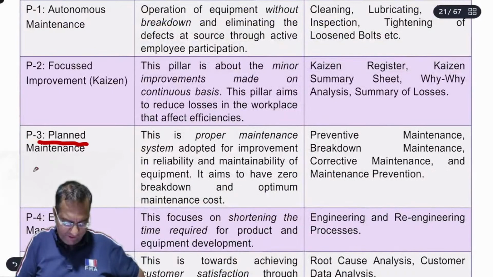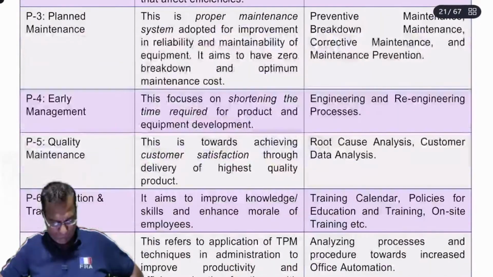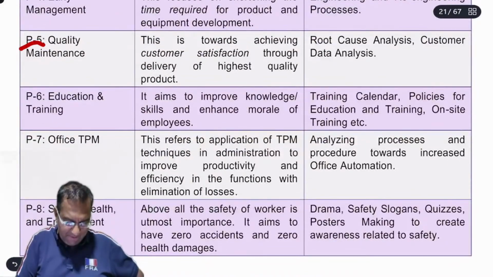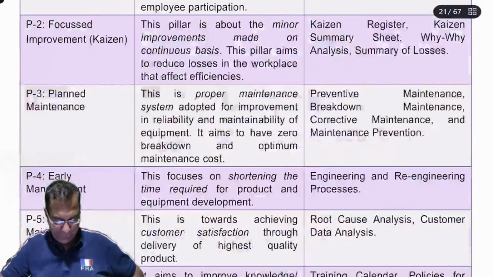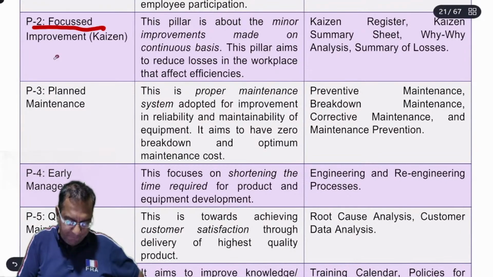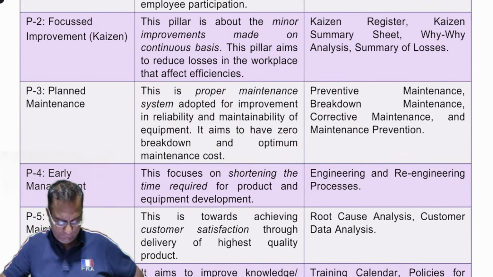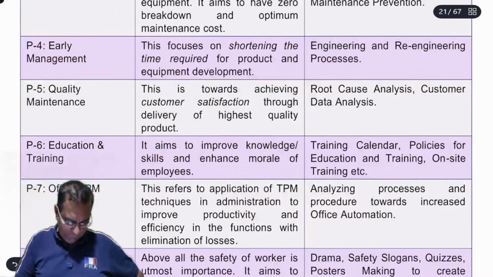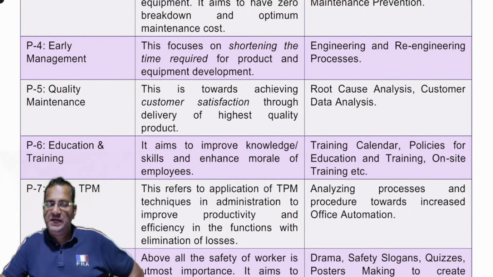Second pillar is planned maintenance. Third pillar is quality maintenance. Fourth pillar is focused improvement. Fifth pillar is early management.